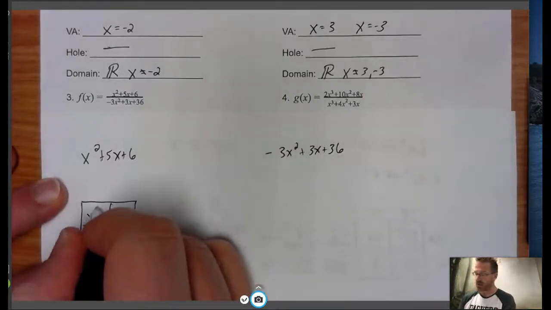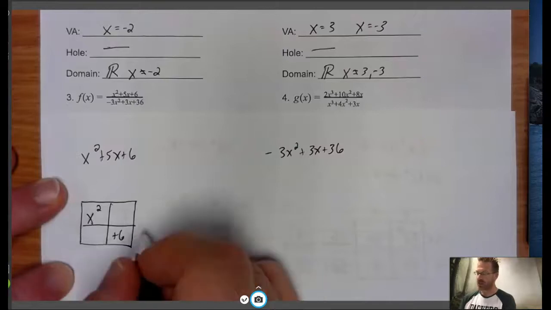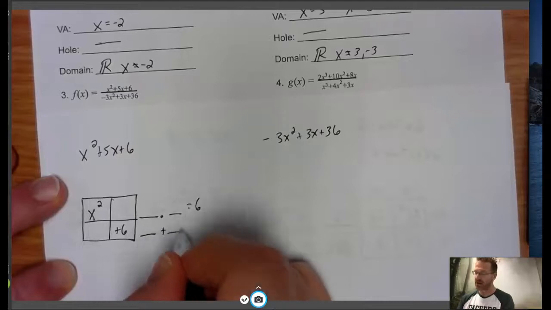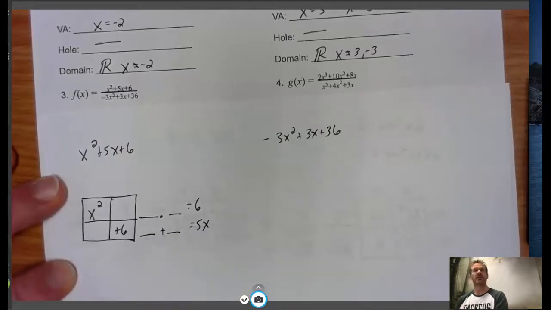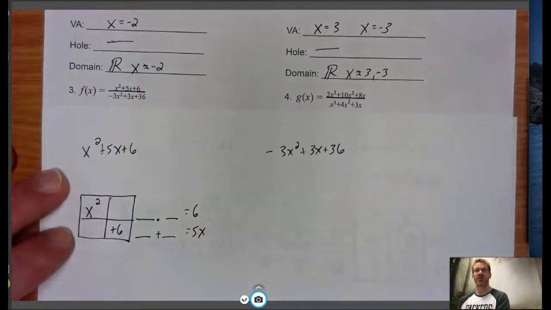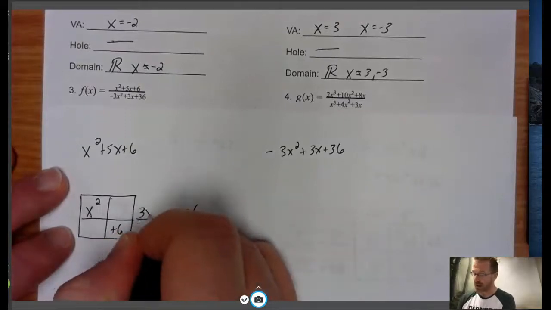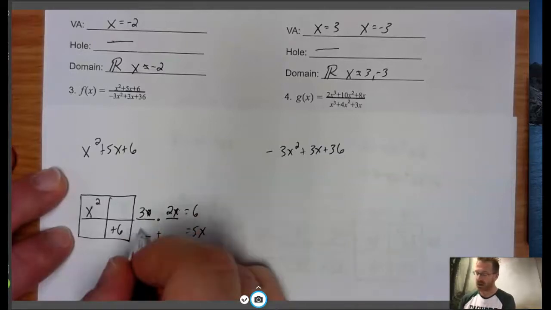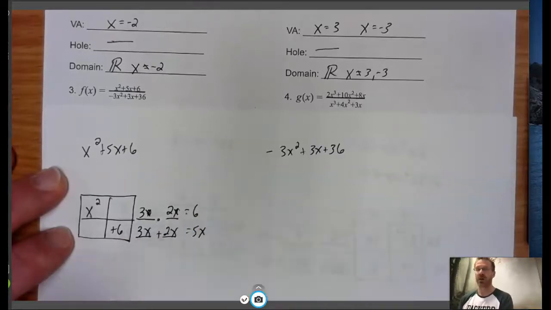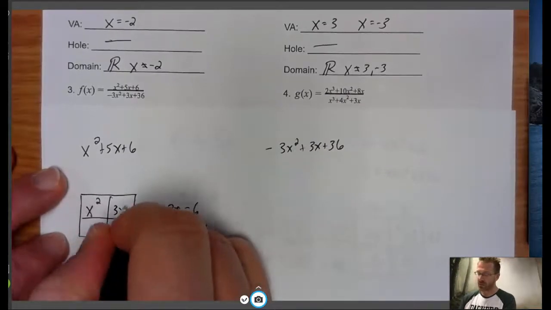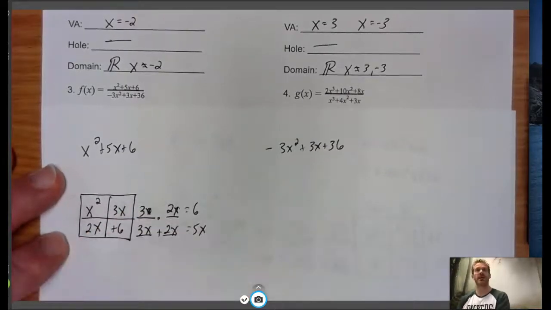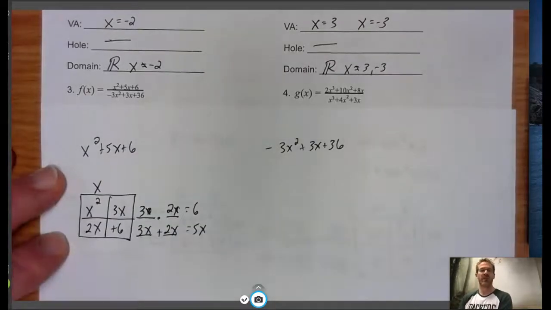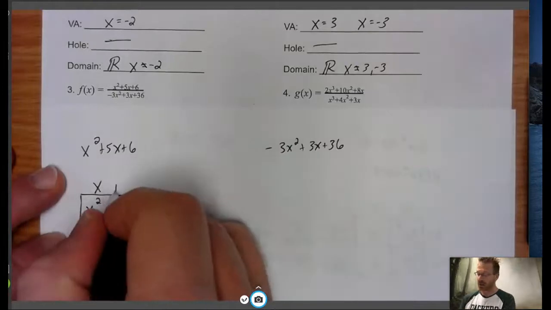Drop my A term here, my C term here. We're going to do A times C, so that would be 6. We have to add to get to 5x. Two numbers that multiply to be 6 and add to 5 would be 3x times 2x, but then 3x plus 2x is 5x. So if I drop the 3x and the 2x into those two slots, the GCF in our first column would be x. The GCF in our second column would be a positive 3.